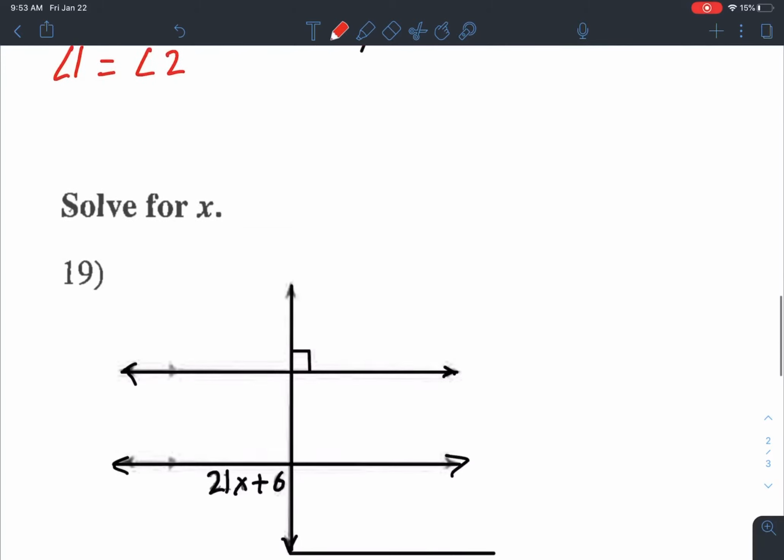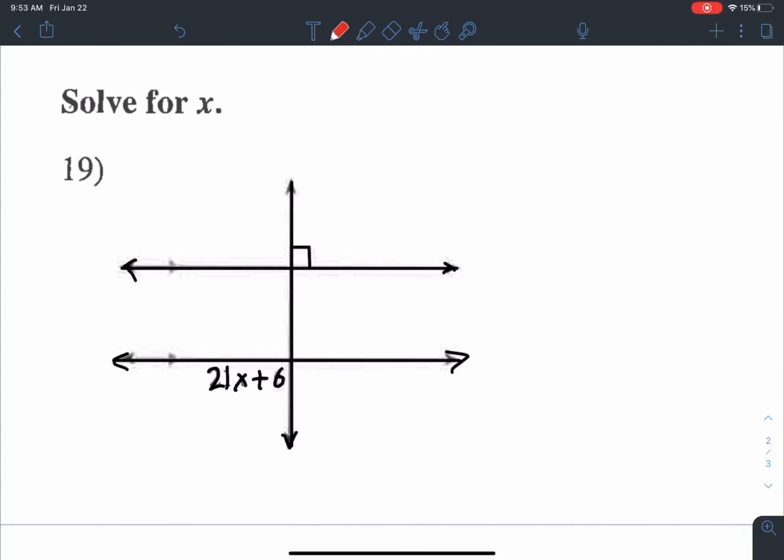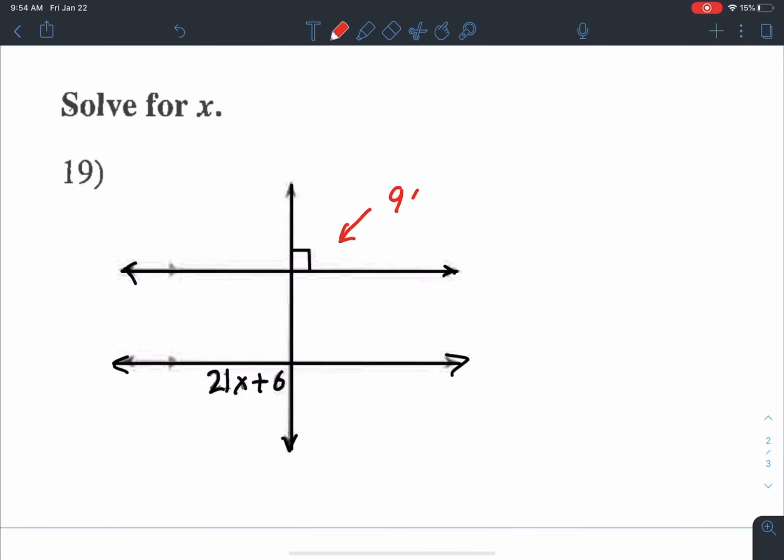Okay, so using our knowledge that we've just gone over, we're going to have a type of problem here. This angle here happens to be 90 degrees because it's a right angle. That's what a right angle is. Now we want to solve for x. So we know that this 21x plus 6 has some relation to this 90 degrees up here. Well, let's talk about what theorem this is possibly. This is our transversal, and these lines are parallel lines.